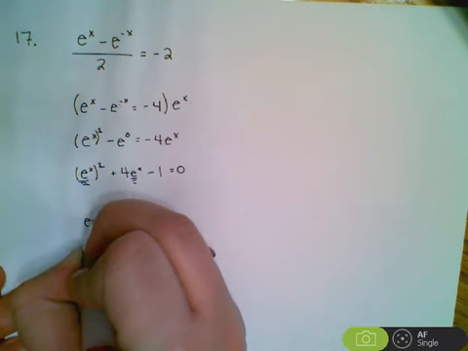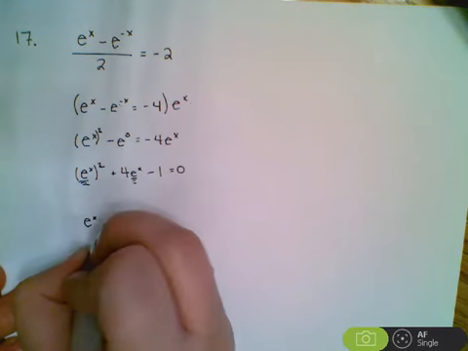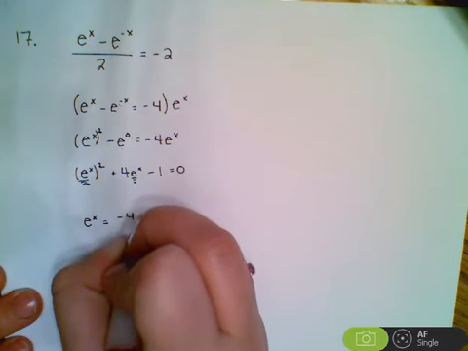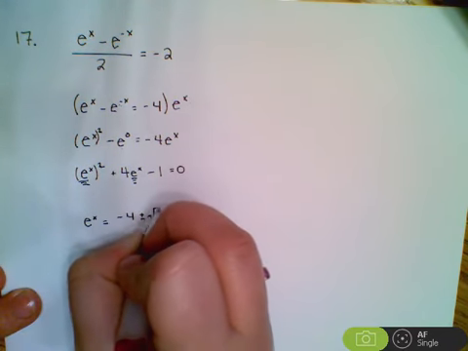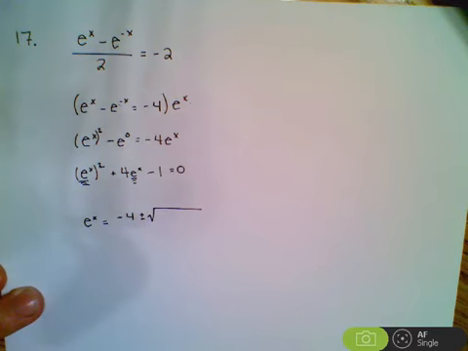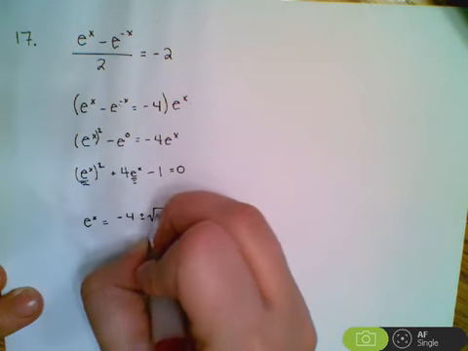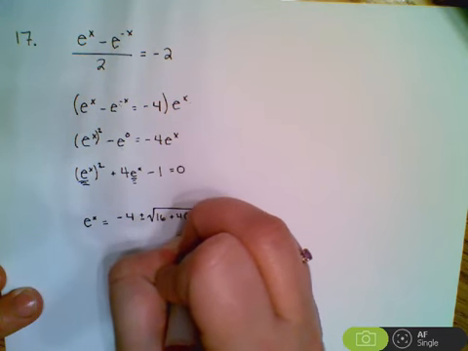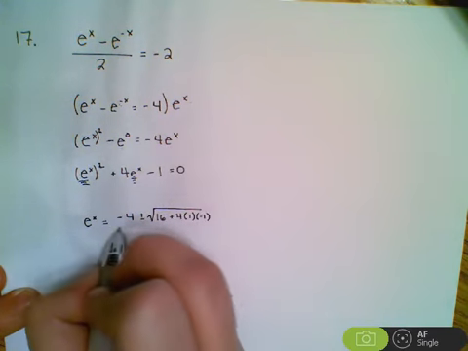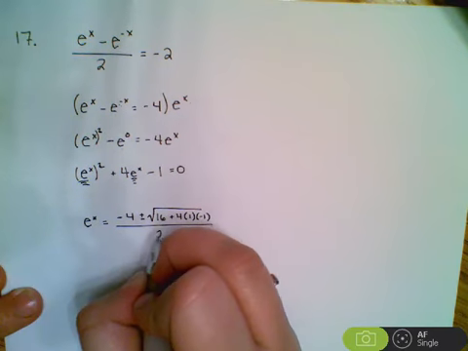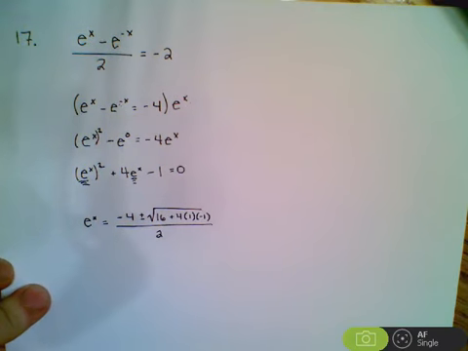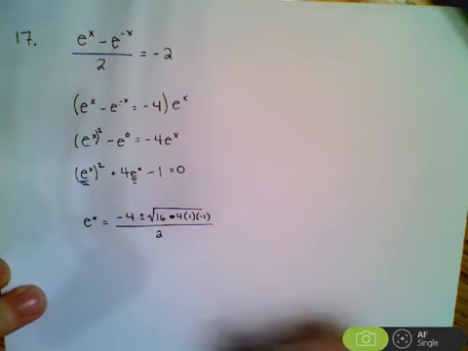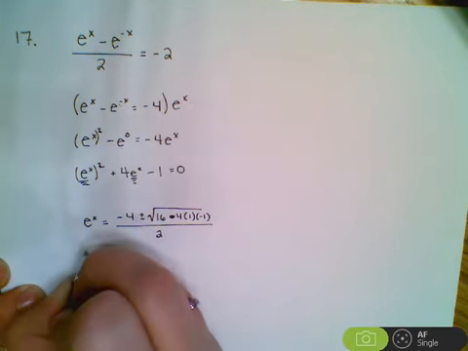So we get e to the x is equal to negative b, so negative 4, plus or minus the square root of b squared, which is 4, so 4 squared is 16, plus 4 times a, which is 1, times c, which is negative 1, all over 2a. And a is 1, so it's just all over 2. Oh, and this should have been minus. Sorry about that.